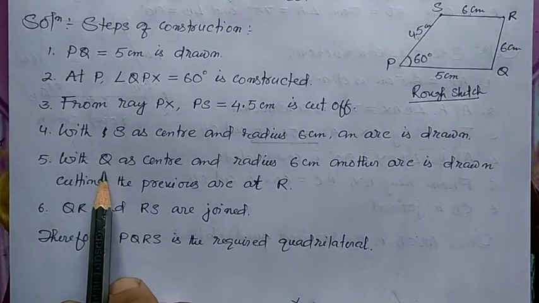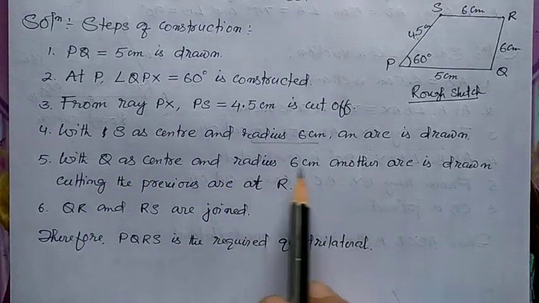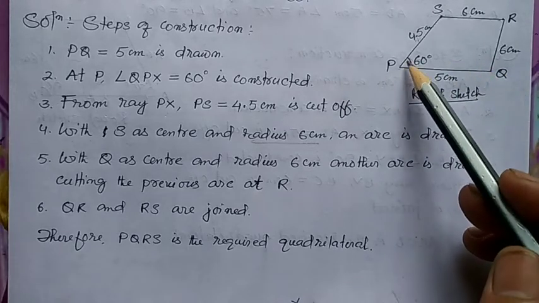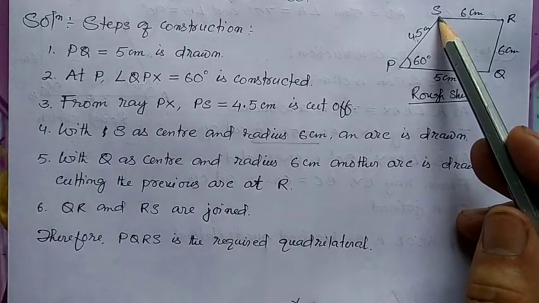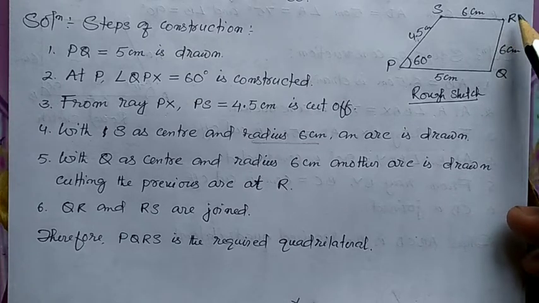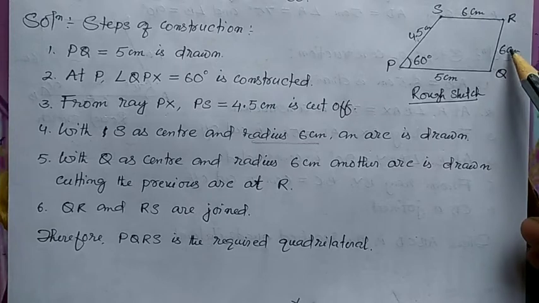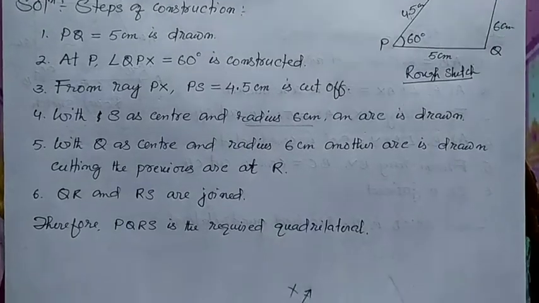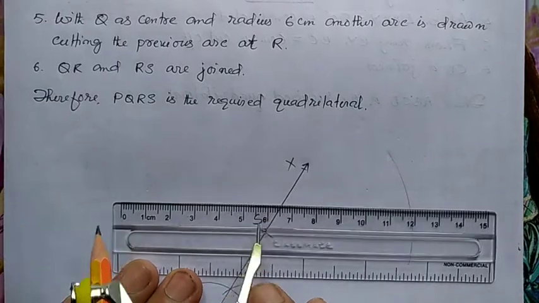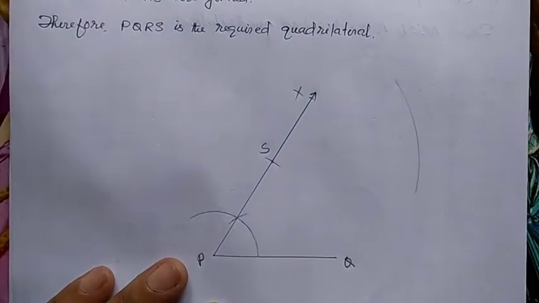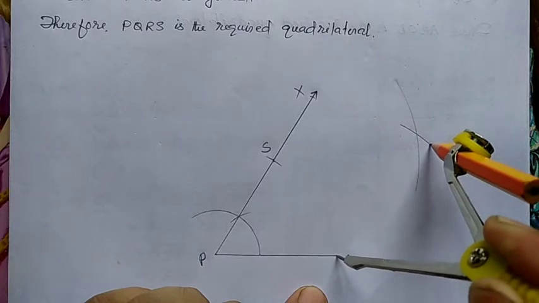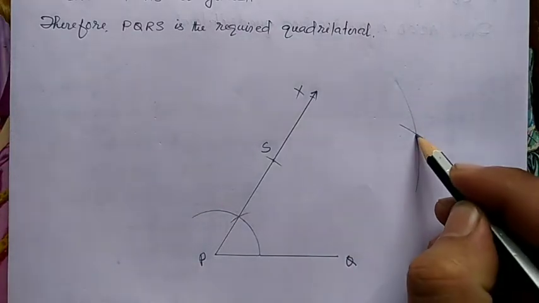Then next, step number 5. Step number 5 is with Q as center and radius 6 centimeter, another arc is drawn, cutting the previous arc at R. Now which one is left? We already drew PQ, then second we constructed 60 degree, third we cut for S, then next we drew for SR, the next one is for QR. We don't have R so far, but we already have Q. So we take Q as center, radius is 6 centimeter, we try to cut the previous arc. This is 6 centimeter. Now taking Q as center, draw an arc, cutting the previous arc at one point. And this point is R.